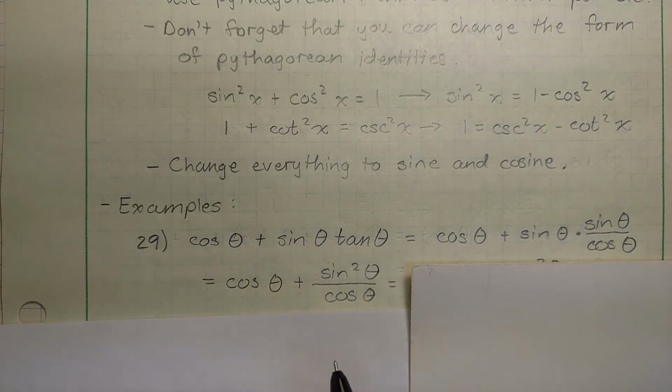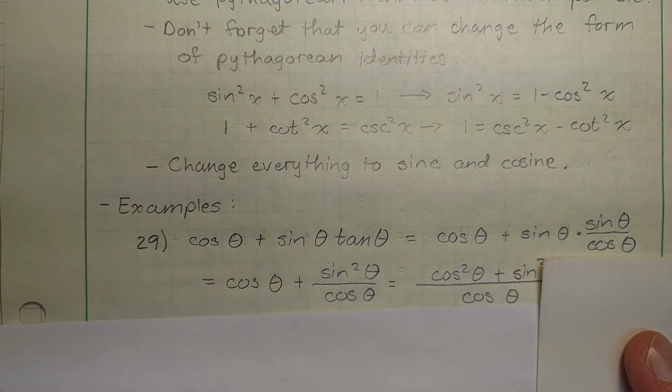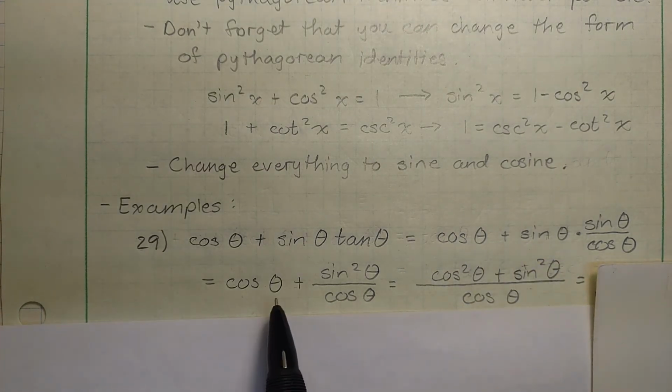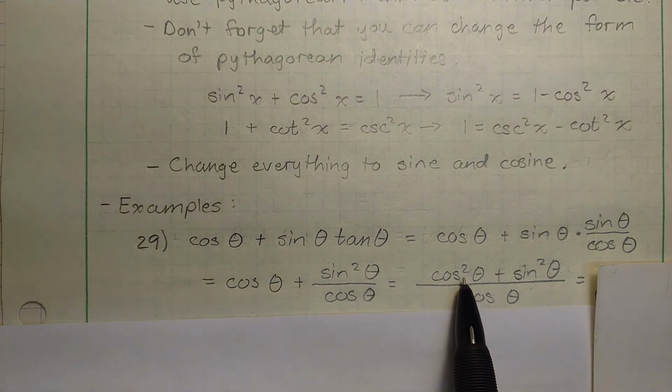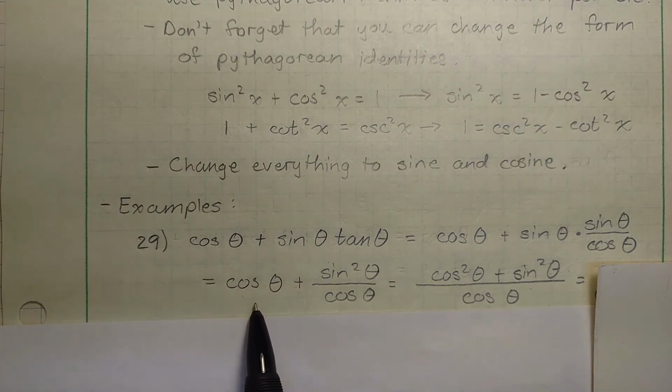In order to add up a fraction and something, I need a common denominator. So I need a common denominator, the cosine of theta. So I'm going to have to multiply this by cosine over cosine to get my denominator to be cosine. So when I multiply the top by cosine, I get cosine squared, and the bottom is just cosine.